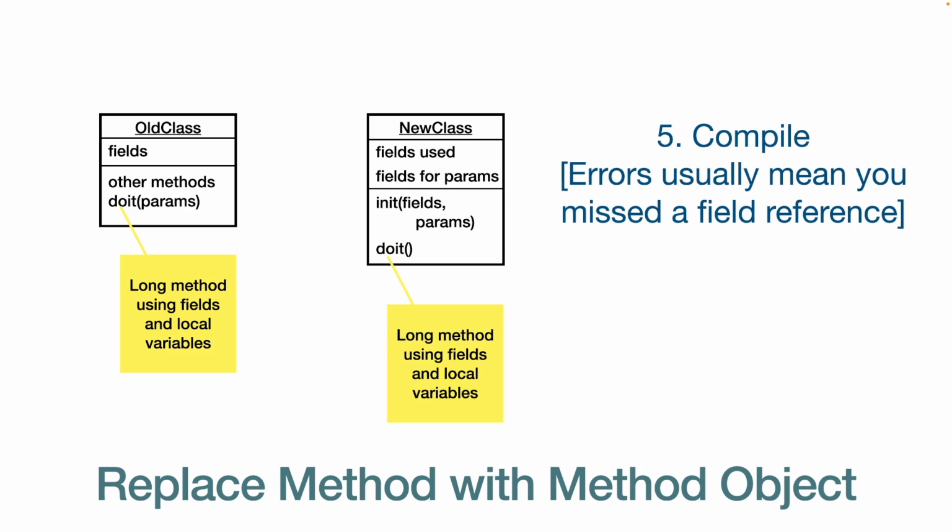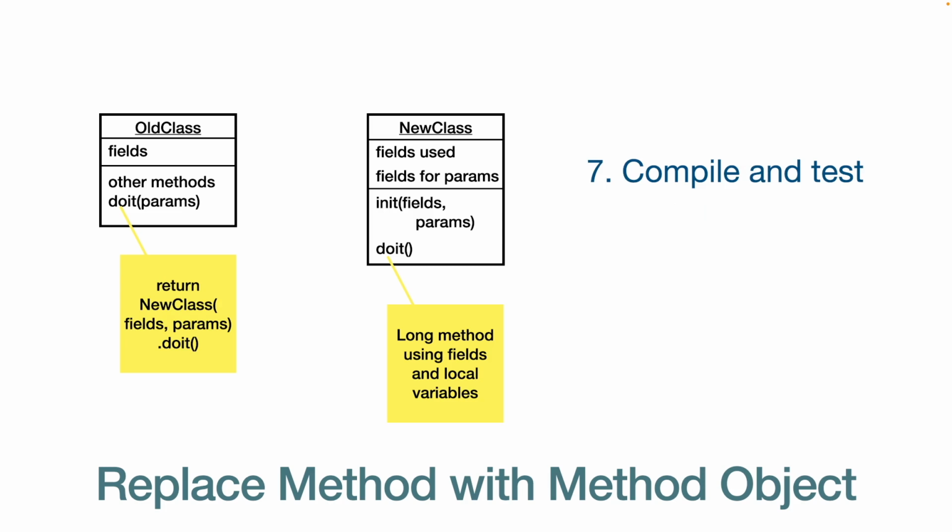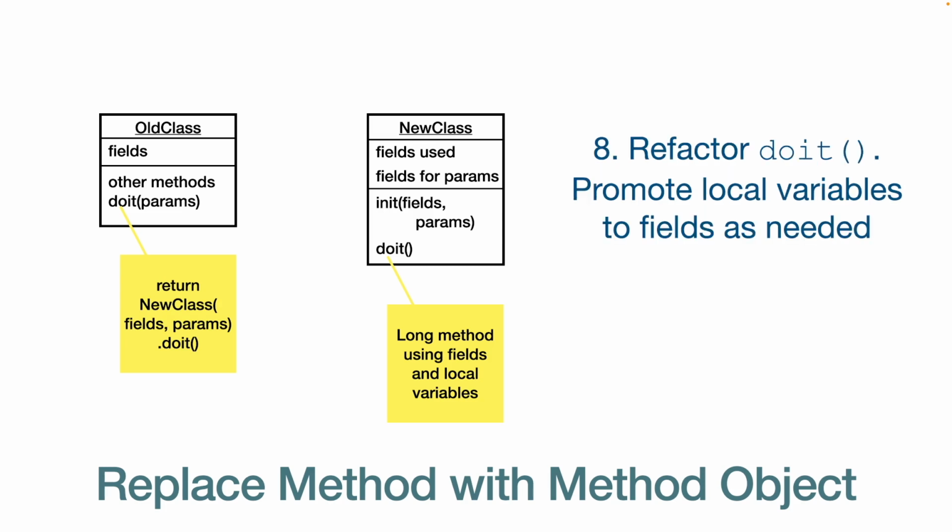Then we'll compile. This is implicit in a lot of IDEs, but if you miss a field reference, you might get an error then. Next, we'll take the method and change the old class to call the new one. So it creates a new instance and then calls the method right away. And we can compile and test, and everything should work. We're delegating off to this new class.